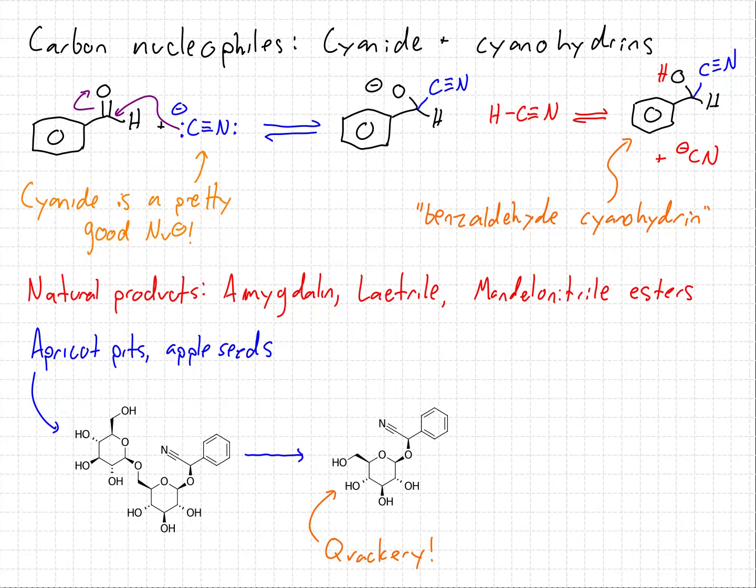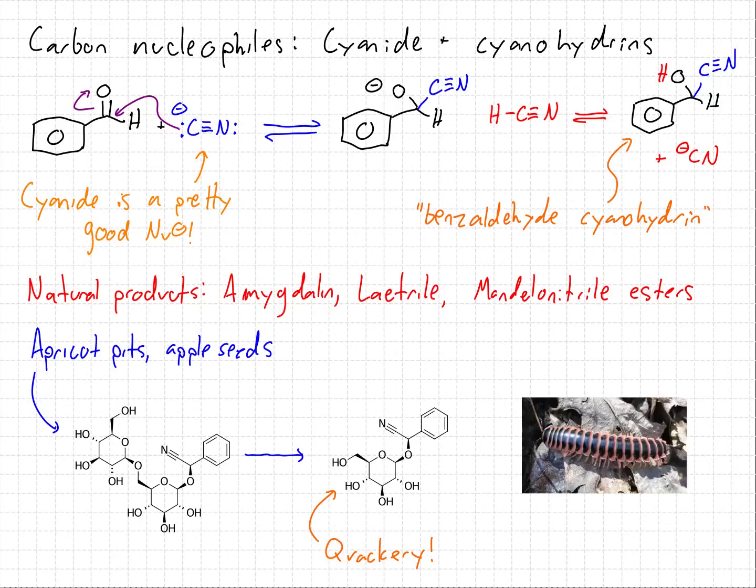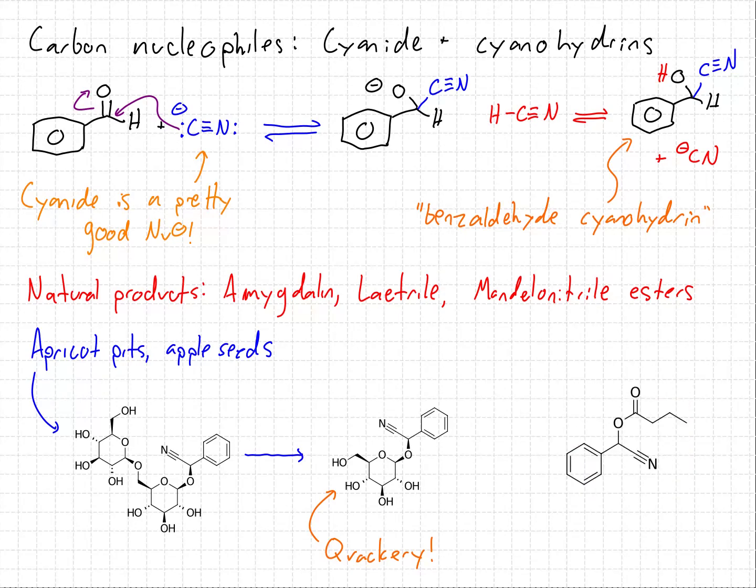Finally, if you go hiking in the woods of North Carolina in the spring or summer, you might happen upon one of these very large millipedes. These are sometimes known as cherry bugs. These insects, and some other insects like them, contain this compound here, which is an ester of mandelonitrile, which is the common name for the benzaldehyde cyanohydrin.